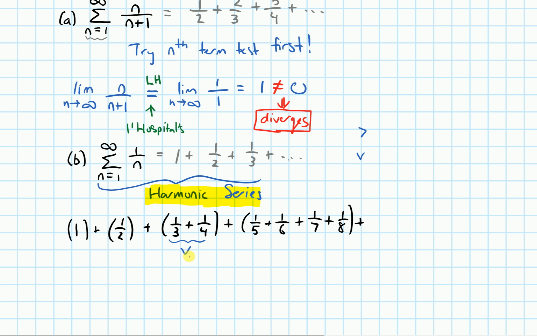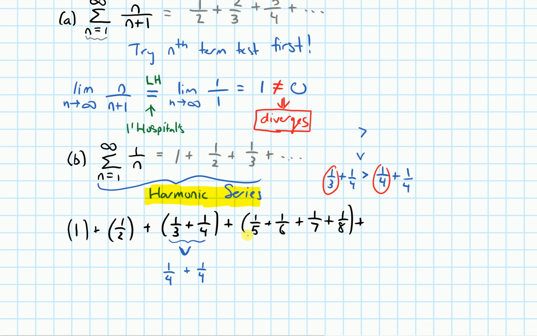That's why I've rotated it. So I'm going to keep the 1/4 the same, but I'm going to replace the 1/3 with something smaller than it. In fact, 1/4 is smaller than 1/3. That's why it's okay to write this sign. Basically what I've said is 1/3 plus 1/4 is greater than 1/4 plus 1/4, and that's true because 1/3 is bigger than this 1/4.